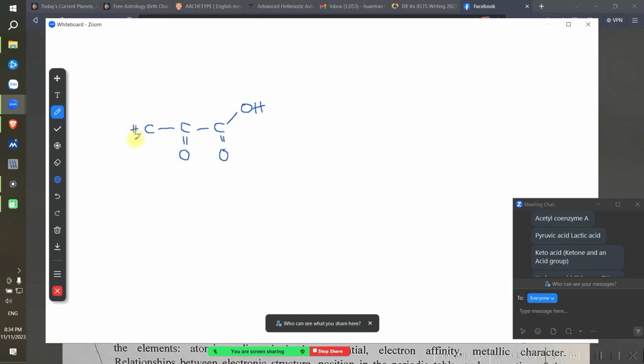So basically, this is pyruvate, or pyruvic acid, if you say it. This is pyruvic acid. Okay, so what happened here? We have lactic acid. So how do you write it? Lactic acid. My writing is horrible here because I'm not used to it.